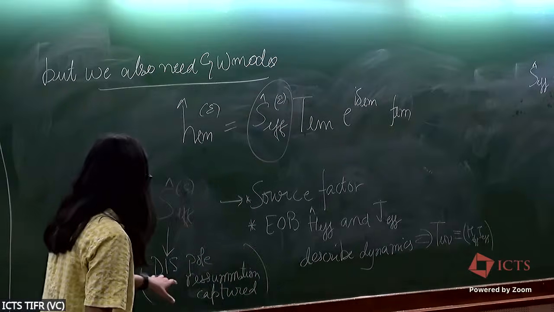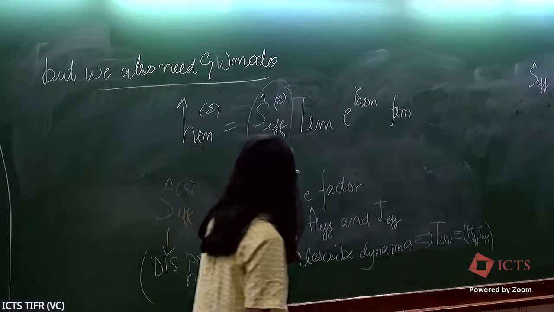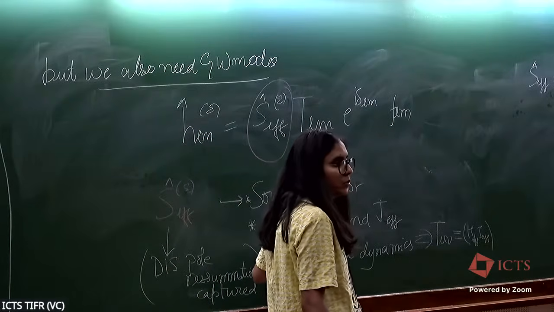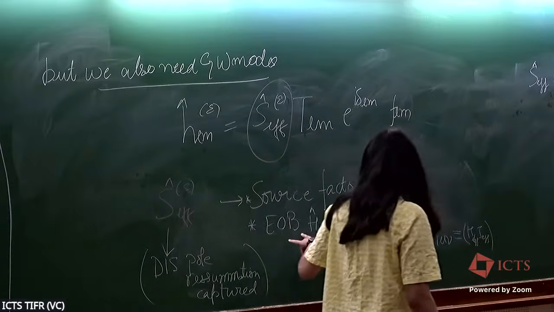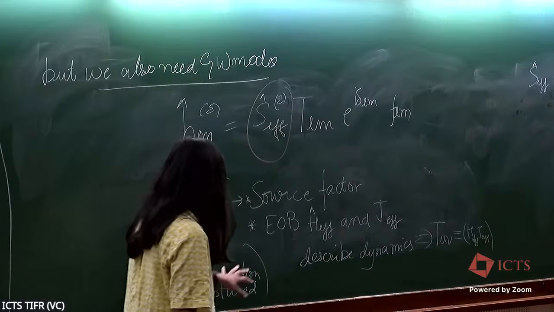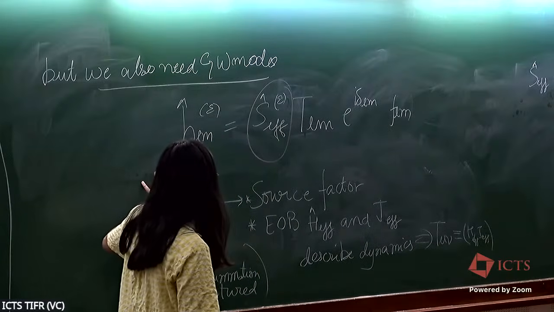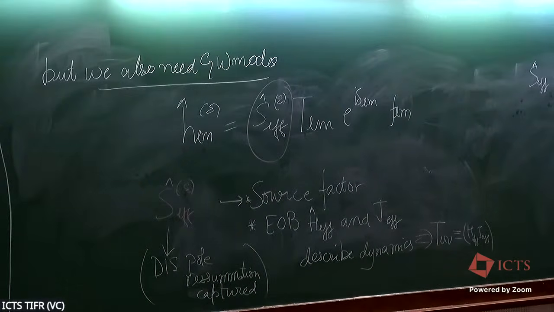And why does it capture the DIS style of pole resummation? Because we have resummed EOB such that it should be able to reproduce the test body result when we go to the test body limit. And in the test body result, we have actually captured the pole structure. So this factor of S hat effective is in some sense similar to the pole capturing in DIS.